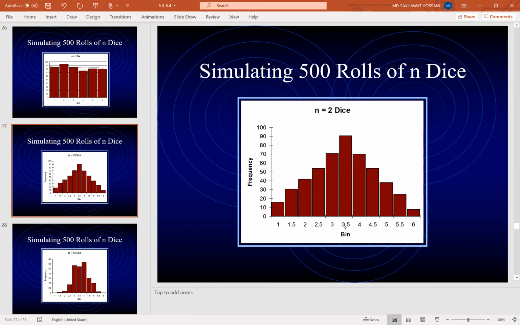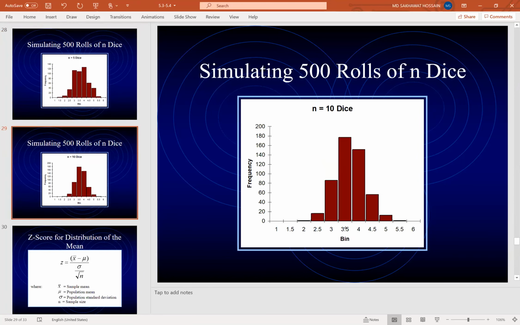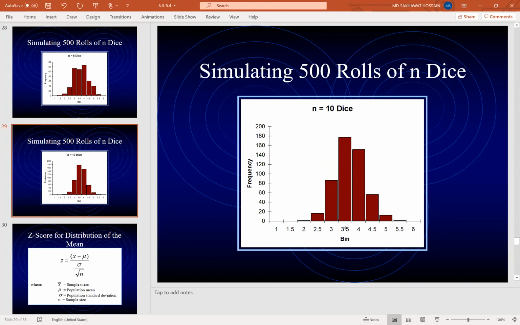But when n is equal to 2, this is a symmetric distribution, but it has thicker tails. So it's not normal, but it is symmetric. If you look at these distributions, the variability reduces when n becomes large. And look at this one, when n is equal to 10, it's symmetric, bell-shaped, and it also has thin tails. So it's kind of close to normal. If you consider larger n, then it will become more normal.